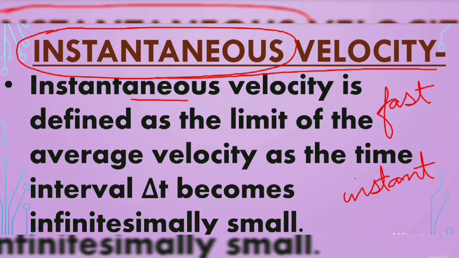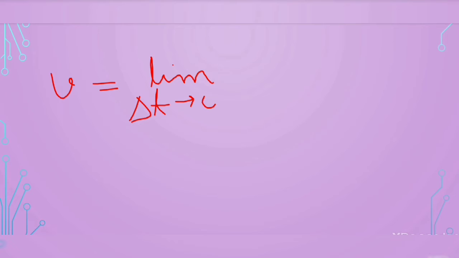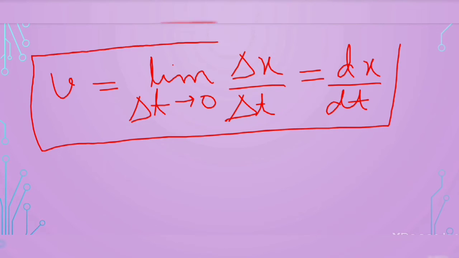So the instantaneous velocity is defined as the limit of the average velocity as the time interval delta t becomes infinitesimally small. That is, instantaneous velocity is equal to limit delta t tends to 0 of delta x by delta t, or it can be written as dx by dt. This is the formula to calculate the instantaneous velocity of an object.